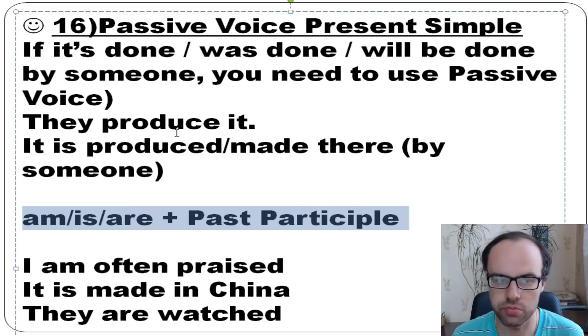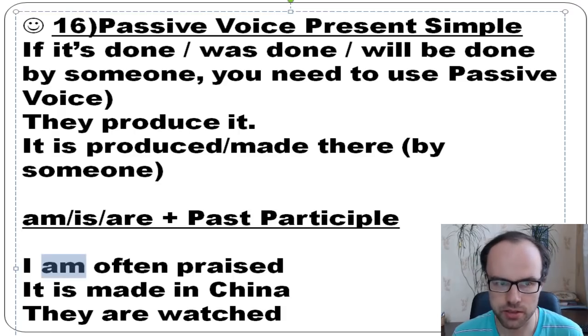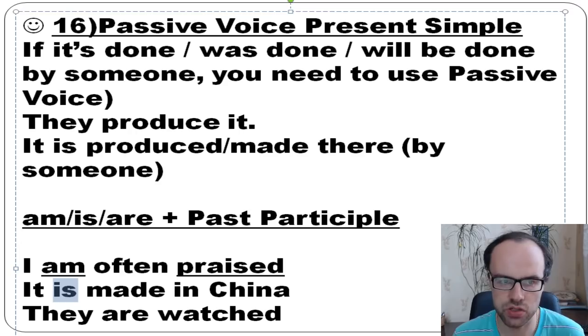Am, is, are plus past participle. Okay, so I'm often praised. It means by someone. Someone often praises me. Okay, I am plus past participle. It is made in China. It is made in China by someone. So is plus past participle. It is made. They are watched. So it's passive voice. It means that someone watches them. Okay, so they are watched by someone.